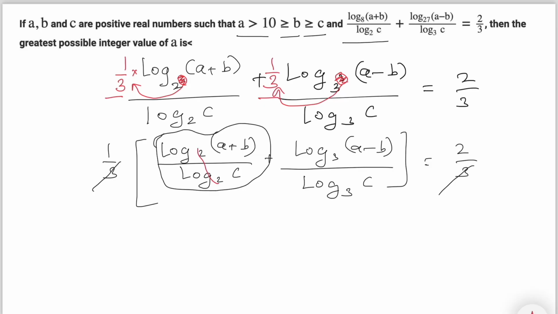And that common base is 2, right? So we can write this particular part as log of a plus b to the base c. This is the property of base change that we have seen. We have also discussed this as a chain rule in logs, right?